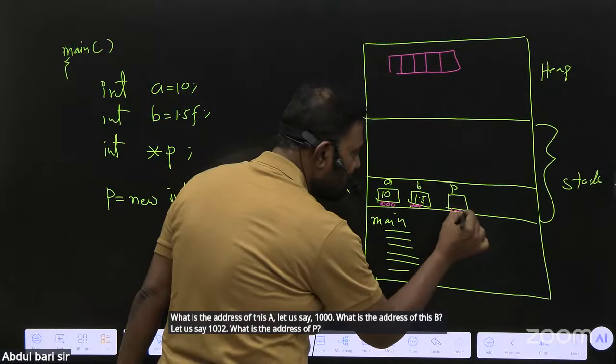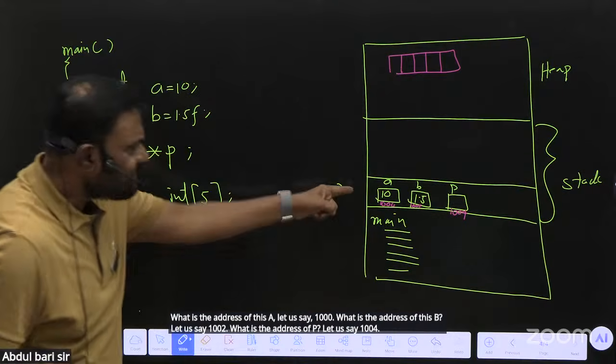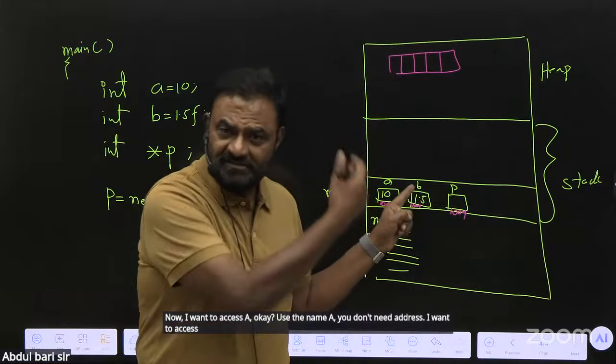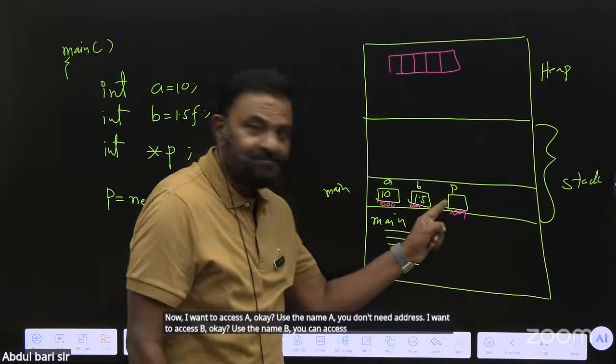Let us say 1004. Now, I want to access A. Okay, use the name A. You don't need the address. I want to access B. Okay, use the name B. You can access. I want to access P. Okay, use the name P. You can access.